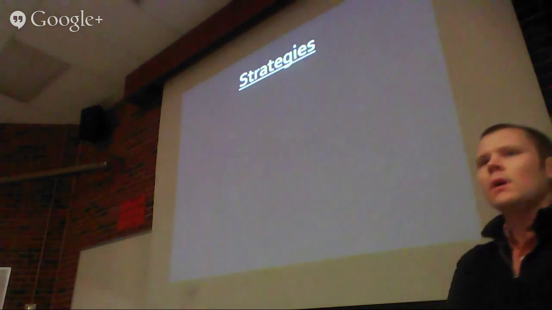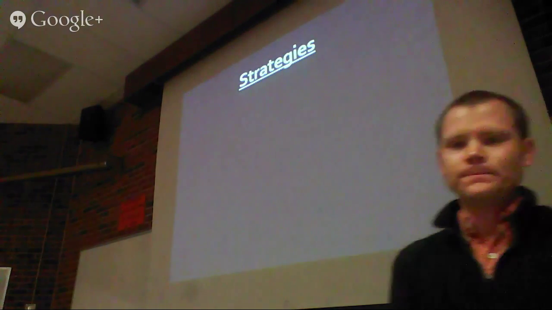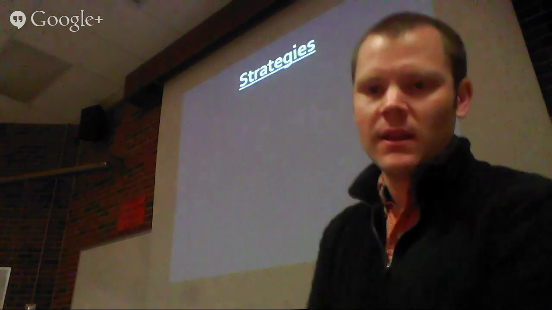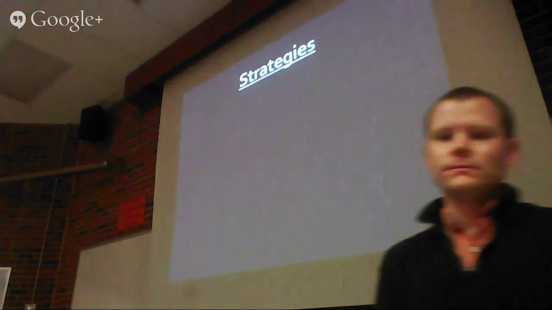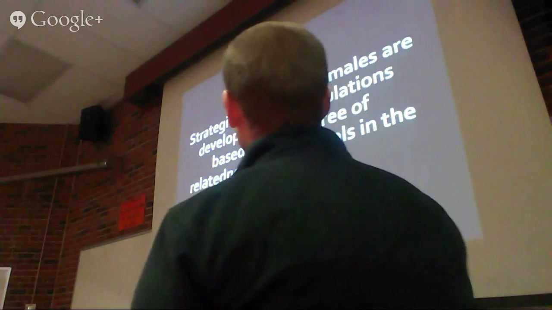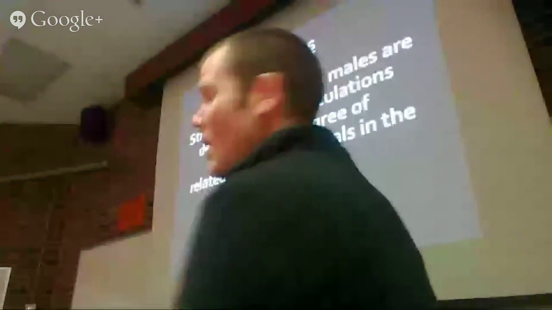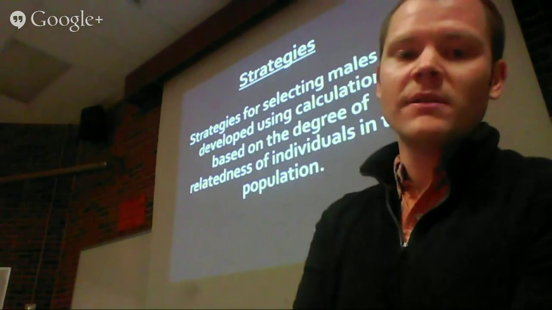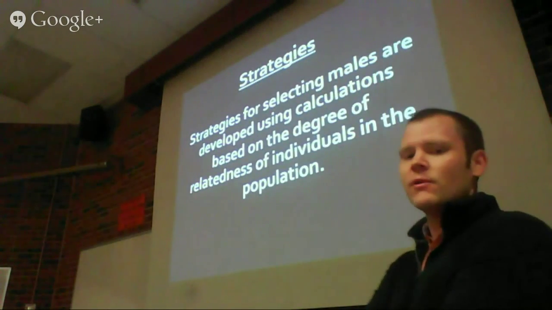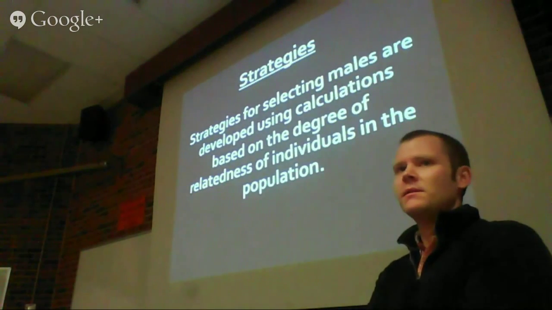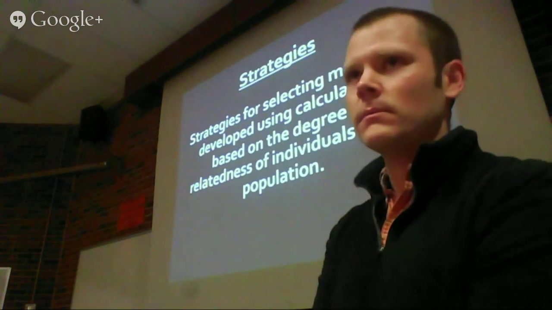So we need to come up with a method to measure that relatedness. We need to put numbers on paper to get to that estimation. So here's our theory for today. In livestock breeding, selecting males is done using calculations based on degree of relatedness of individuals in the population. So relatedness to individuals that have records.